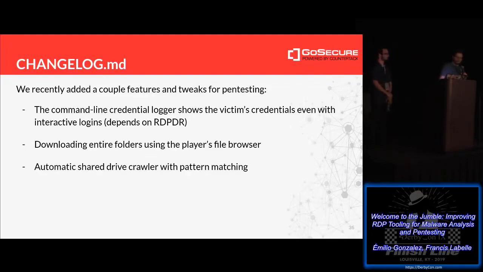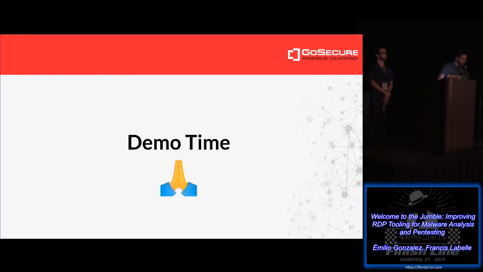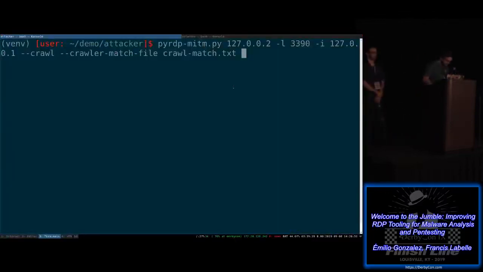And another couple of features: now you can actually see the credentials that were used on the command line if RDP-DR is enabled. You can also download entire folders. You don't have to go through every folder and download every single file. And we now also have an automatic shared drive crawler. When you share your drive, this crawler is going to look at every folder in this drive, match a pattern to find interesting files, and download them to the attacker's machine.